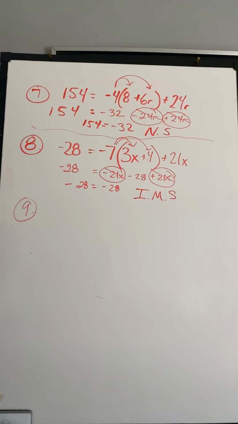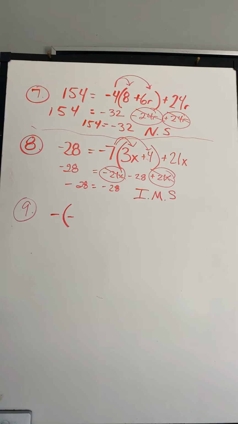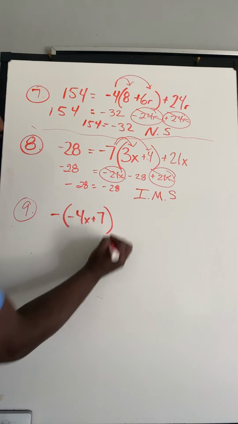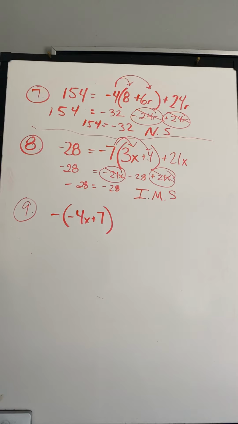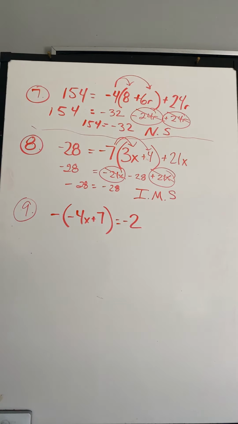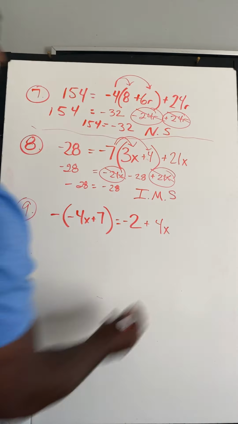Let's check number 9. Number 9 says, now remember, some of you guys may not remember this, negative 4x plus 7 equals -2 plus 4x. So these are good ones. These are ones that we have to really do some work.